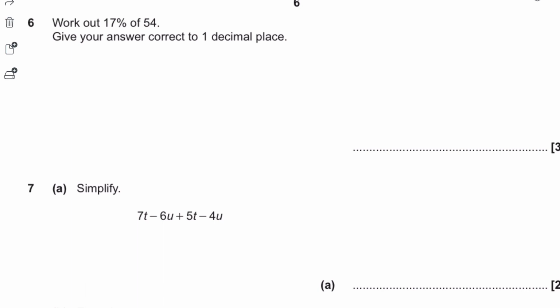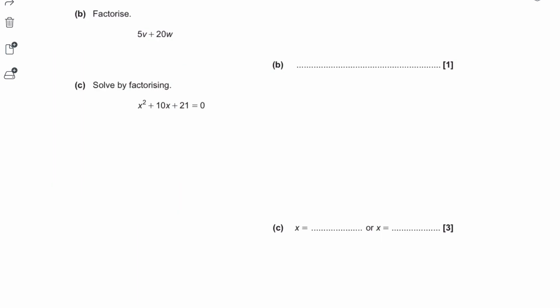Work out 17% of 54. You may use a calculator. This is 9.18, and to 1 dp that's 9.2. Simplify. So this would be 12t minus 10u. Factorize that. The largest common factor is 5.